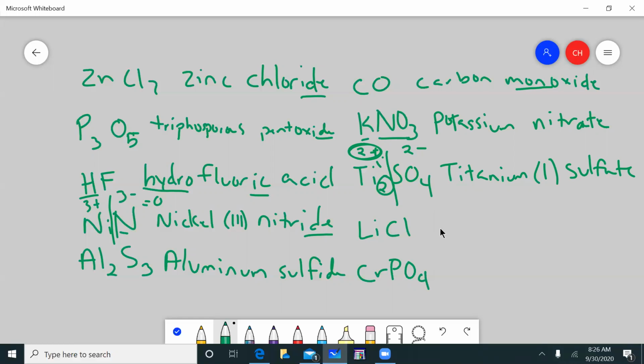This thing down here, LiCl, we've got lithium. Lithium has a predictable charge, so the Roman numeral is unnecessary. And we chloride the second thing.